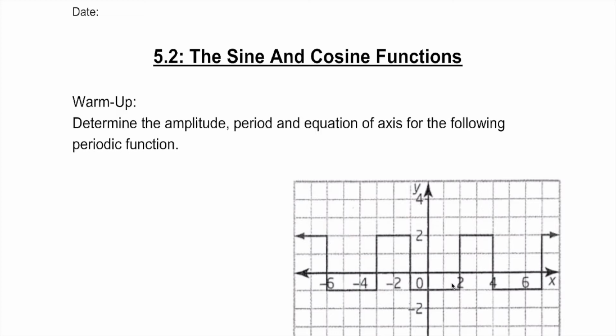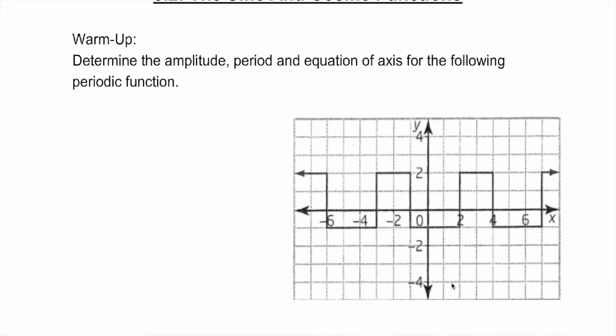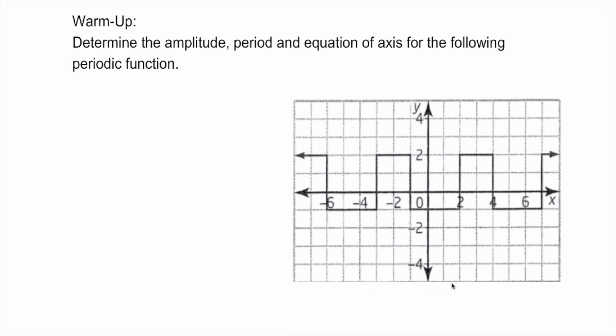Okay, so this video is on section 5.2, where we're going to talk about the sine and cosine functions and also what the parent function looks like. So we're going to sort of graph what it would be, and we're going to see that it is going to be a periodic function. As a review, in a warm-up, we're given a graph of a function here, and we're going to determine what the amplitude, period, and equation of axes for this periodic function is.